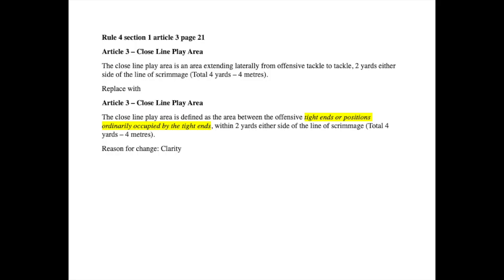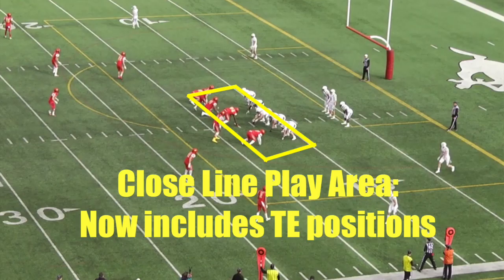Now we're going to start dealing with the close line play area and the blocking below the waist zone. In the past, there has been a little conflict between the two zones. So the first rule change that we're going to go through this year is 4-1-3, and this actually cleans up the language. The close line play area, under Article 3 of Rule 4, is defined as the area between the offensive tight ends, or positions normally occupied by the tight ends, within 2 yards either side of the line of scrimmage. So it's still a total 4-yard zone. It runs now from the tight ends instead of the tackles.